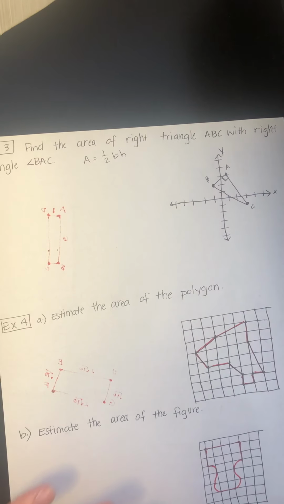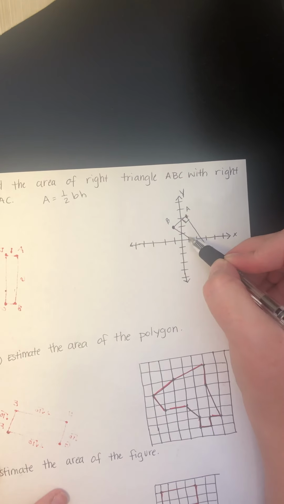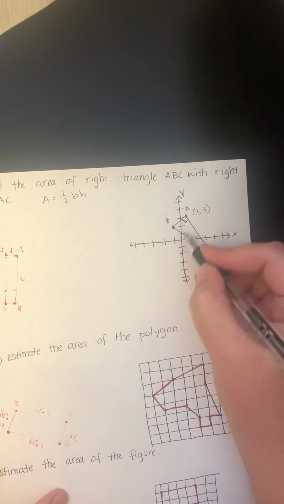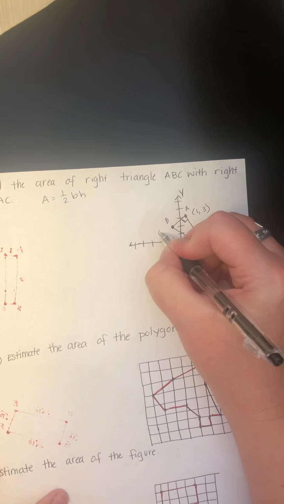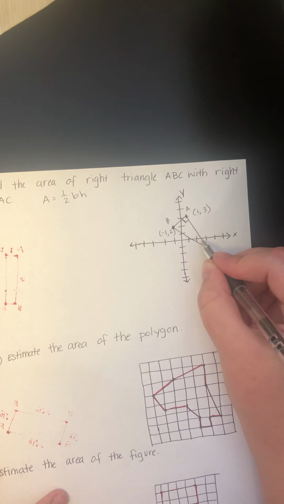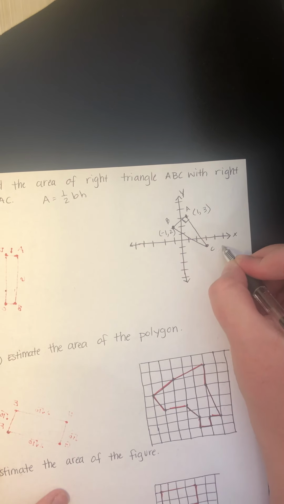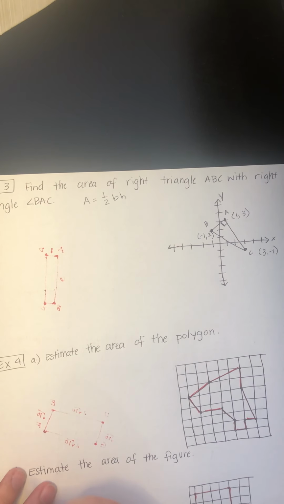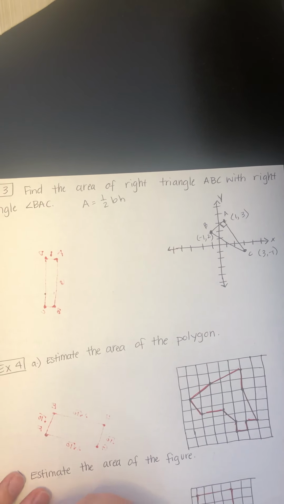So let's use the distance formula. First, let's figure out where these are. A is at (1, 3). B is at (-1, 2). And C is at (3, -1). So that will help us find the distance. Let's use our distance formula. Find the distance from A to B.